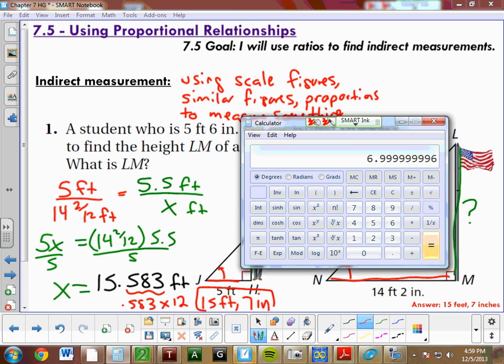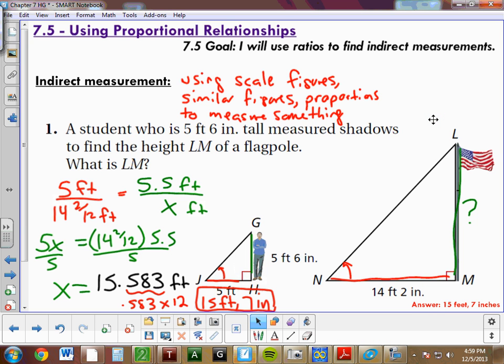So you might have done something like this already. So this is just an example of indirect measurement. If you knew how to do this already, then fine. That shows how you do that.